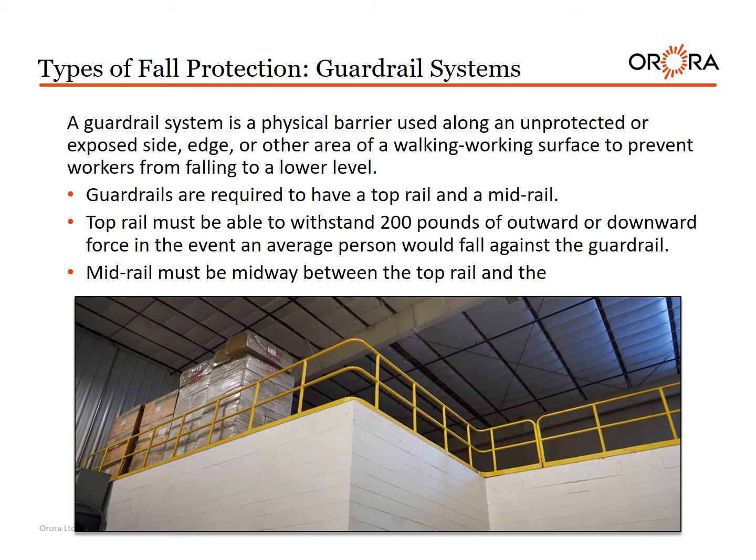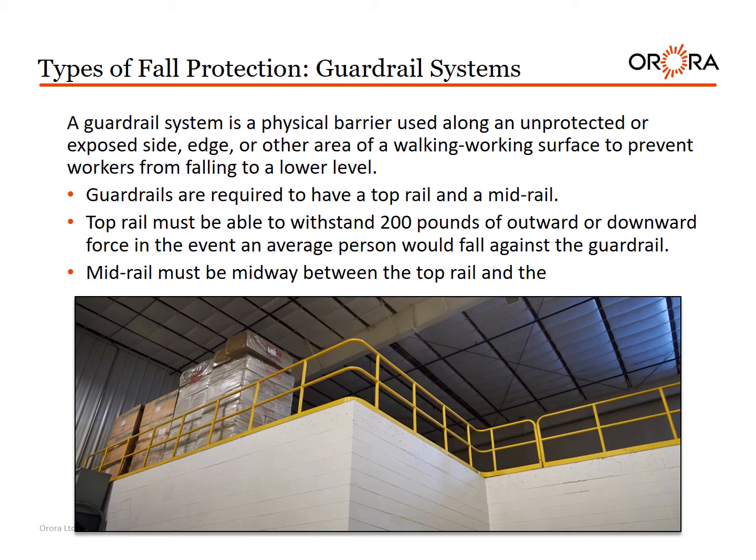Types of fall protection. Guardrail systems. A guardrail system is a physical barrier used along an unprotected or exposed side, edge, or other area of a walking working surface to prevent workers from falling to a lower level.